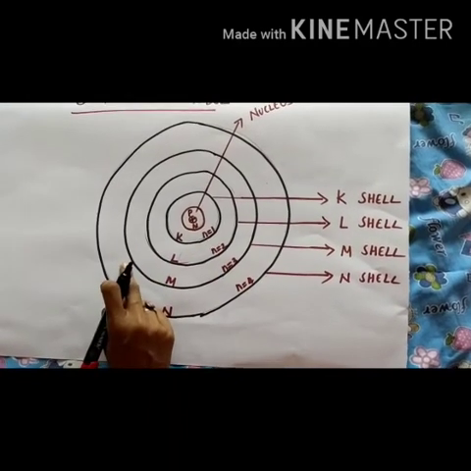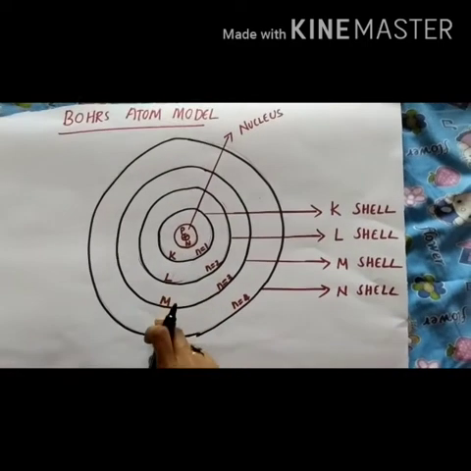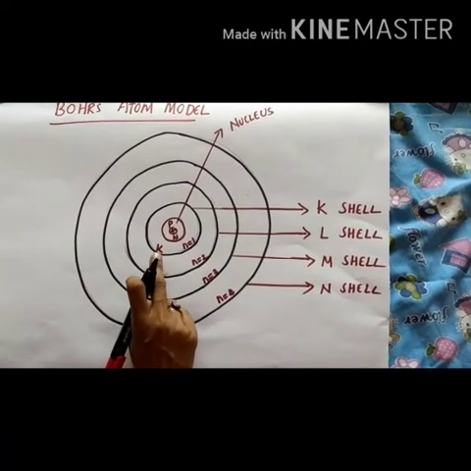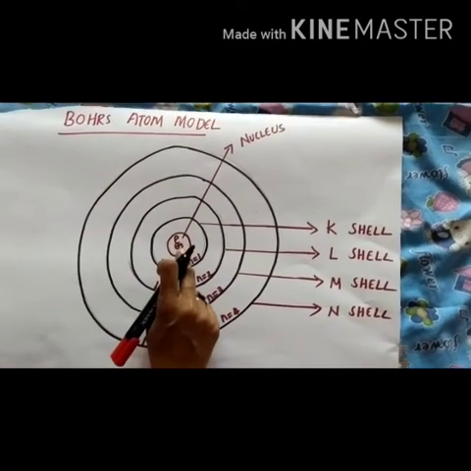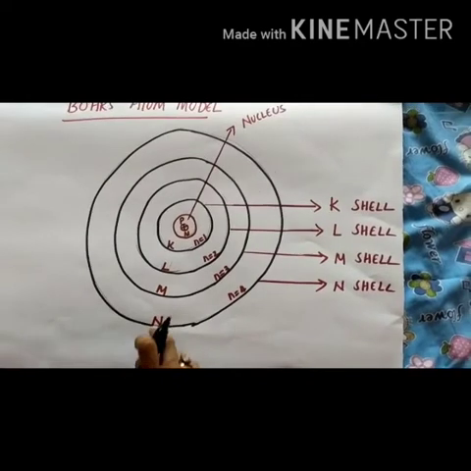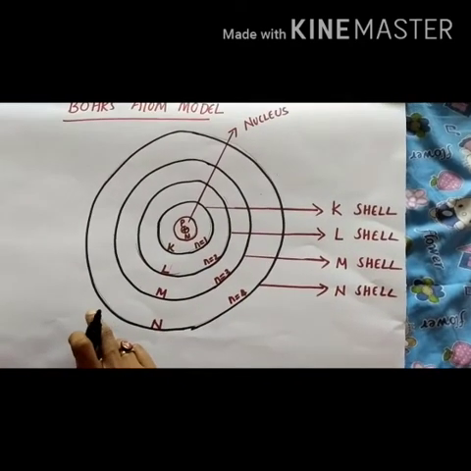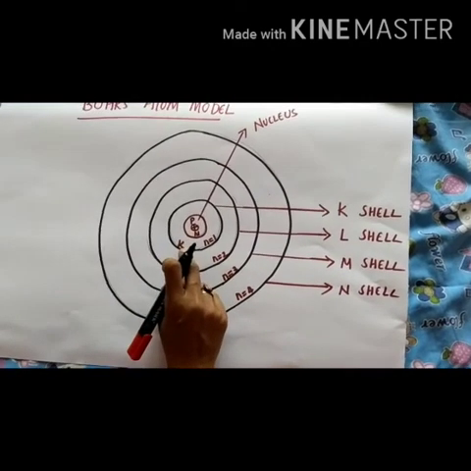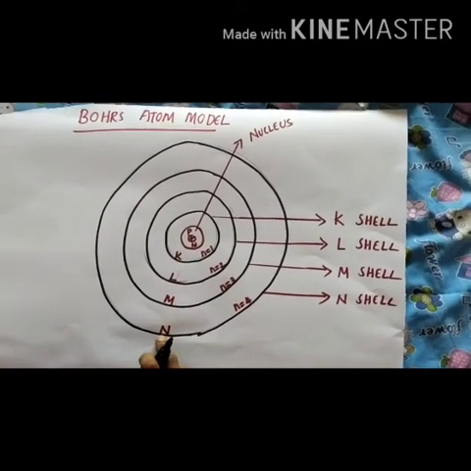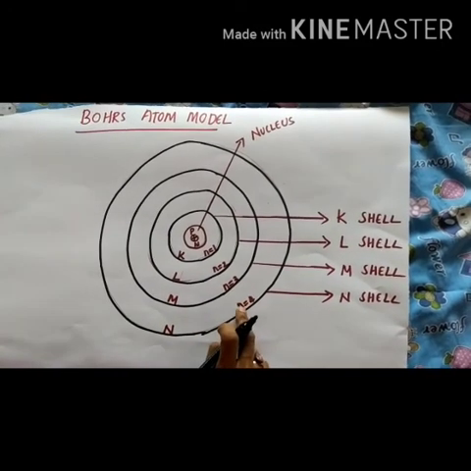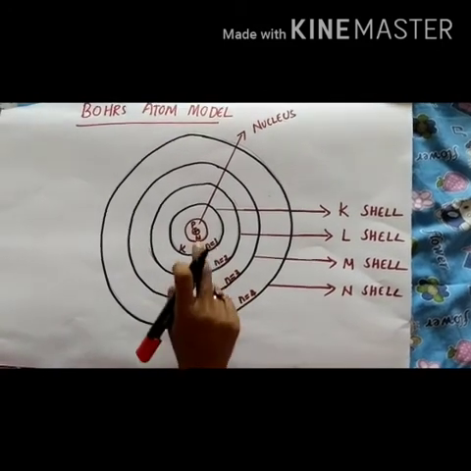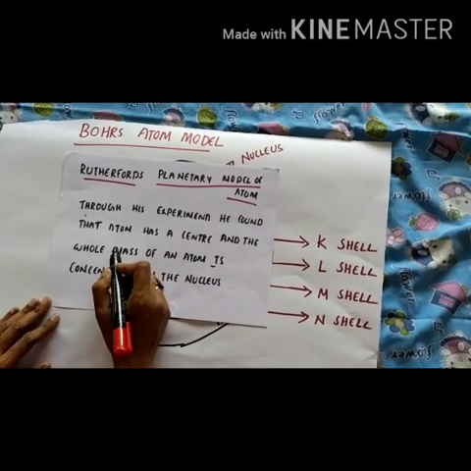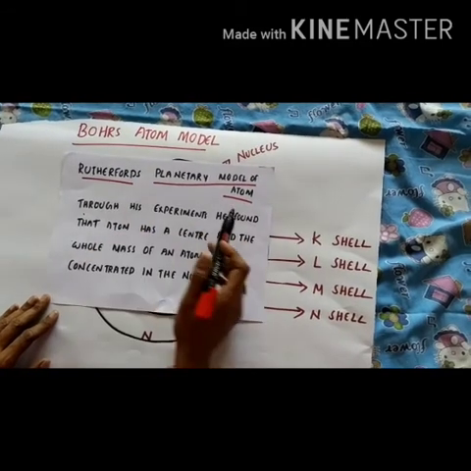And the fourth point is that the energy of a shell increases as the distance from the nucleus increases. That means the shell close to the nucleus has the lowest energy and the one far away from the nucleus has the highest energy. So here the K shell is near to the nucleus, so it has the lowest energy, whereas the last shell, the N shell or fourth energy level, n equal to 4, has the highest energy. Next class we will see Rutherford's planetary model of atom.